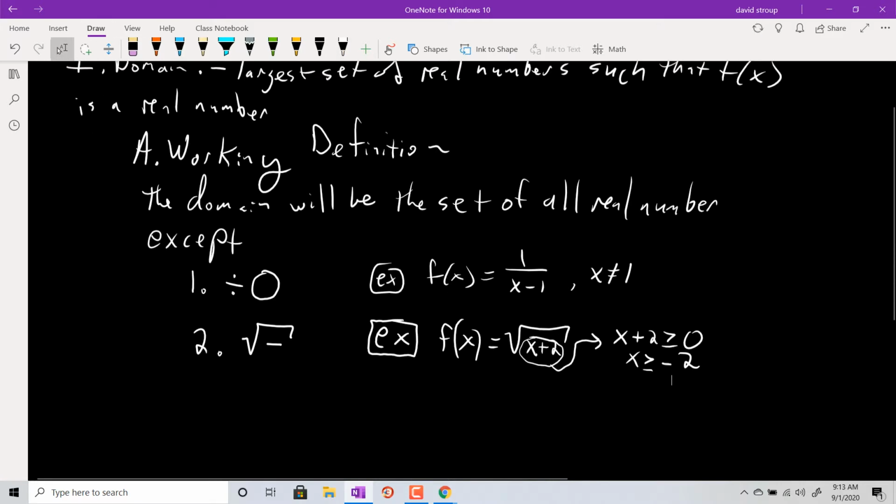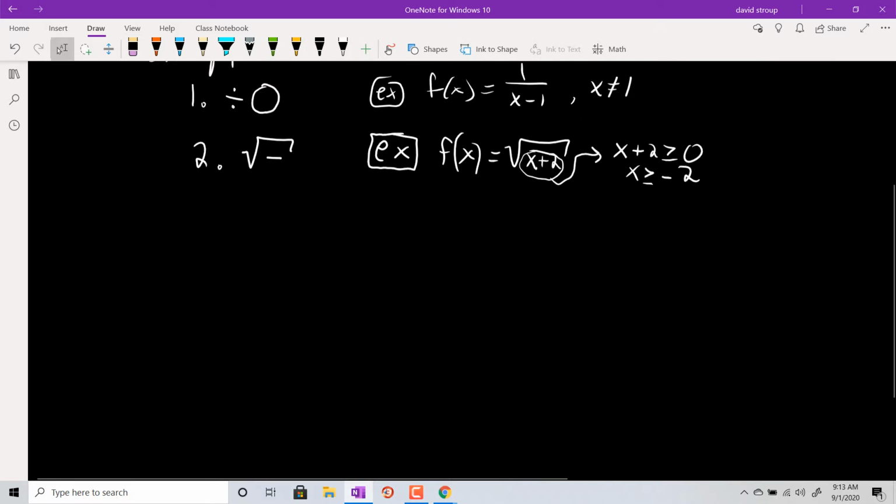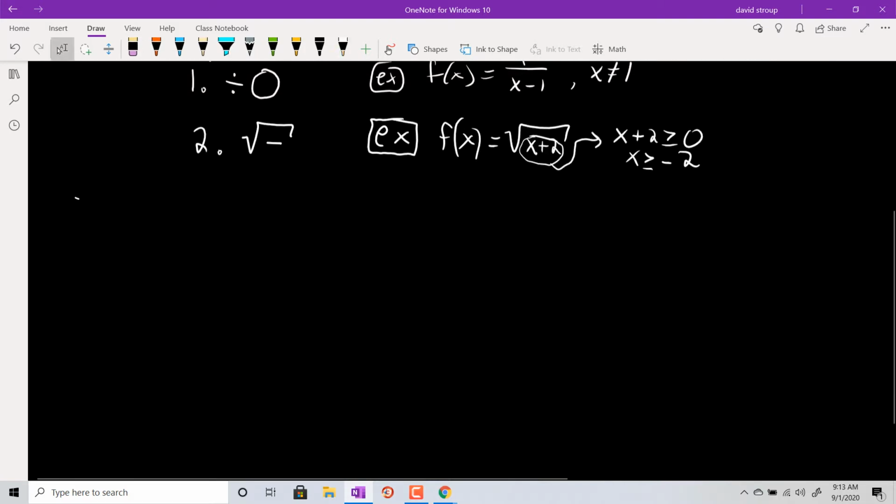Okay, so there'll be more cases, like if you do deal with natural logs and things like that, you have to make more restrictions on the domain. But for right now, this is kind of, like I said, our working definition. Okay, so let's dive in here and look at some examples that you'll be undertaking from in your homework, hopefully.